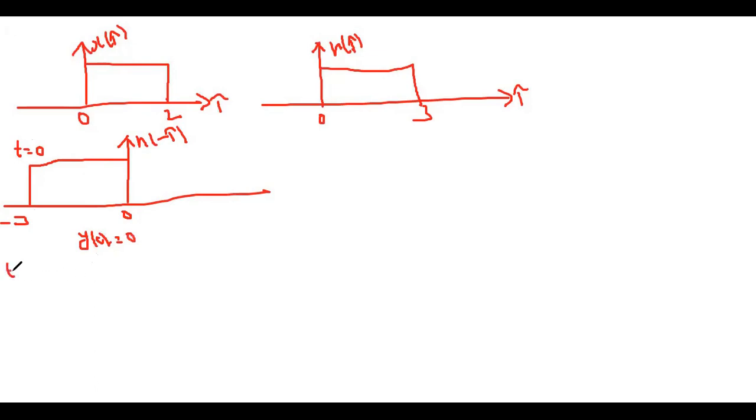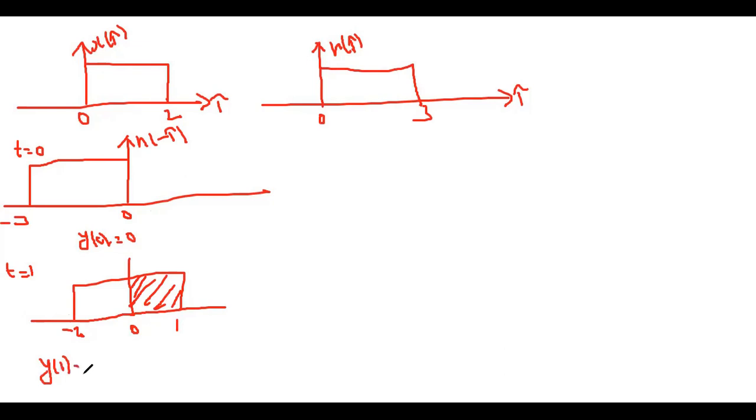Then at t equal to 1, the graph is moved towards the right side, from minus 2 to 1. So the overlapping occurs here, between 0 and 1, because x of tau is also present there. So y of 1 is equal to the integral from 0 to 1 of 1 d tau. So the value is 1. y of 1 is equal to 1.